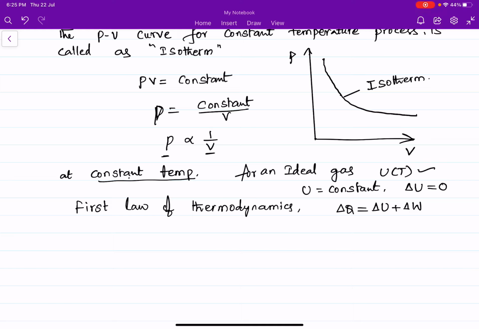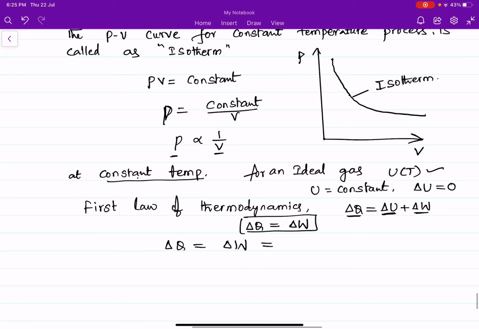As temperature is constant, internal energy is also constant in this process, and change in internal energy is equal to 0. So I am substituting 0 in this place. Now, the amount of heat energy given to the system will be utilized to do work. So we can conclude that in an isothermal process, the heat energy given to the system at constant temperature will be utilized to do work.